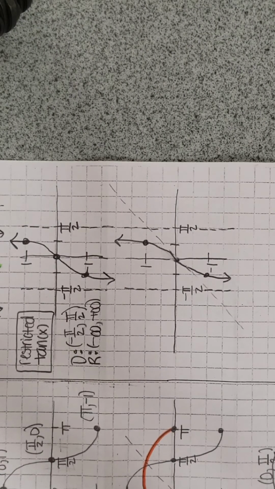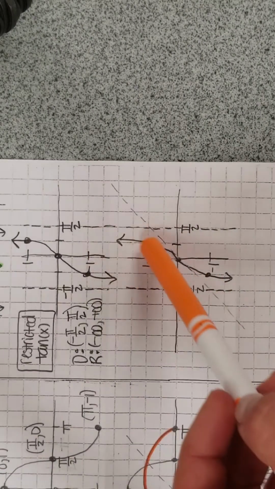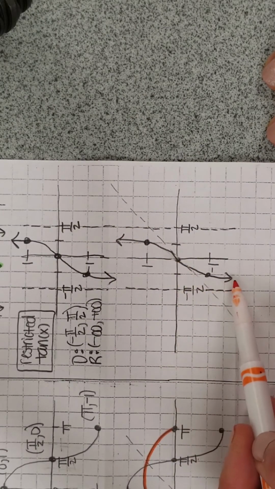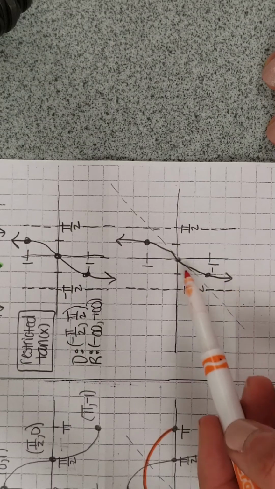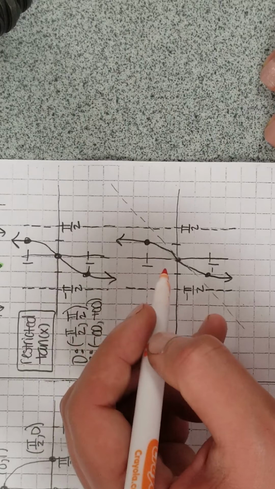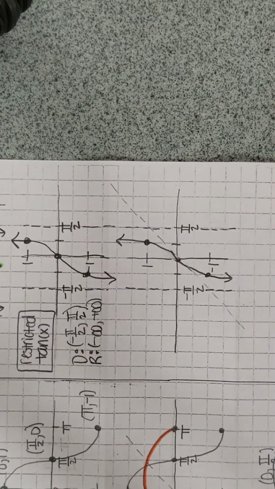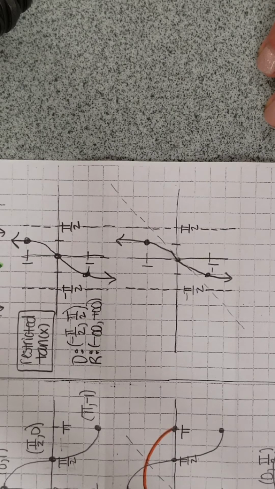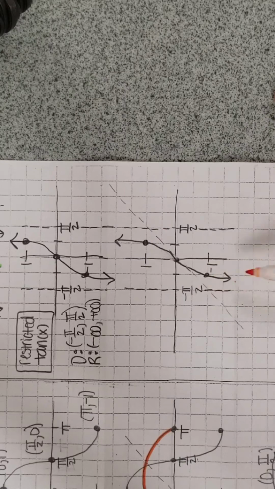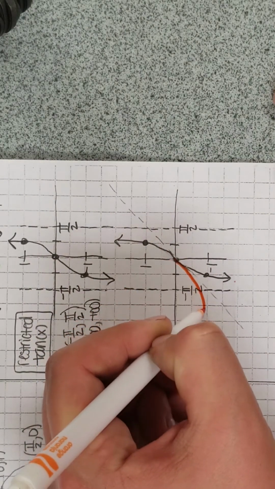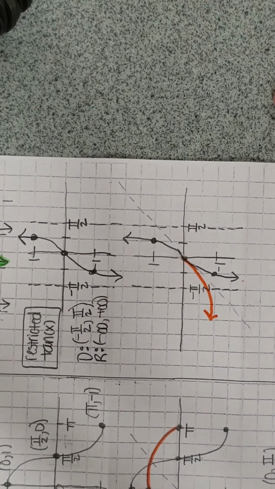So let's reflect one piece of this, even though it's like one continuous graph. I'm just going to focus on this bottom part first. So when I reflect this bottom piece, let's reflect this bottom piece. So when I reflect this bottom piece, it's going to look like that.